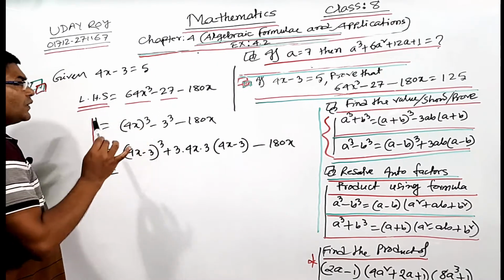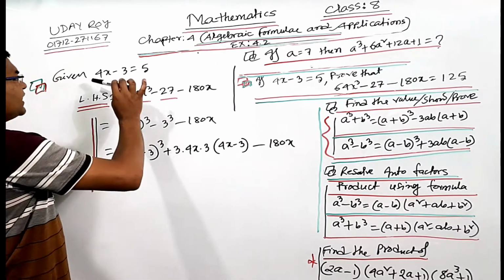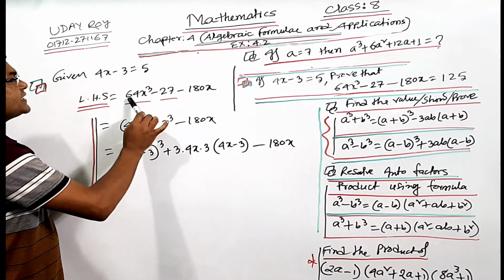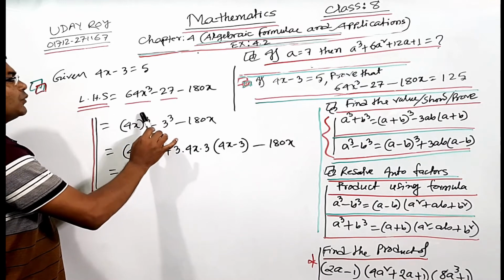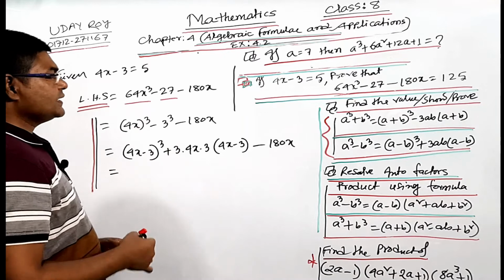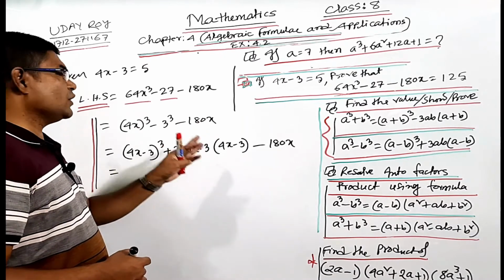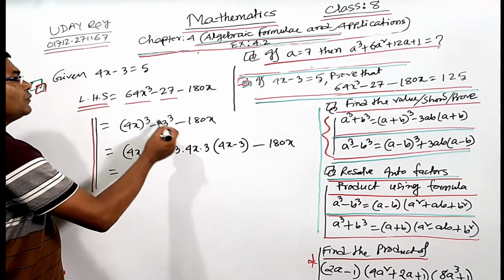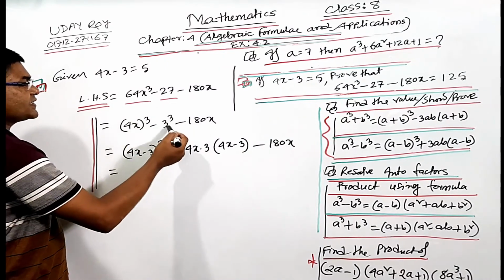So always you have to follow the given. Follow the given. This is the key point. So here is 64. You can see 4x cube. So 4 into 4 into 4. 4 into 4, 16 into 4, 64. So 4x cube minus, here is 27, 3 cube.